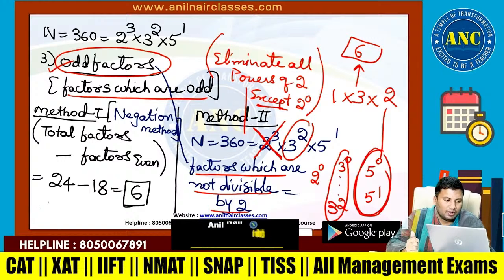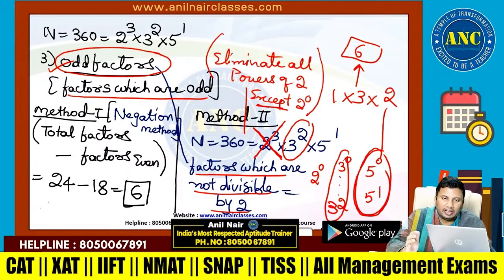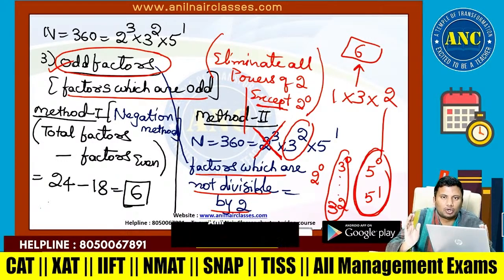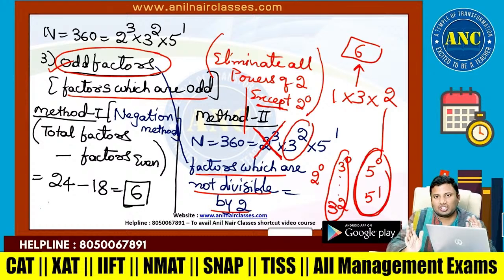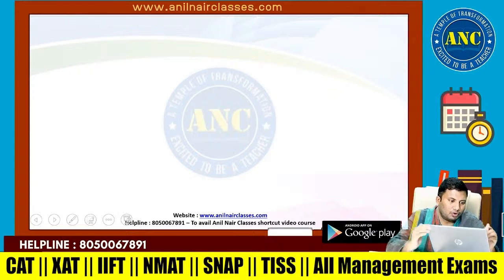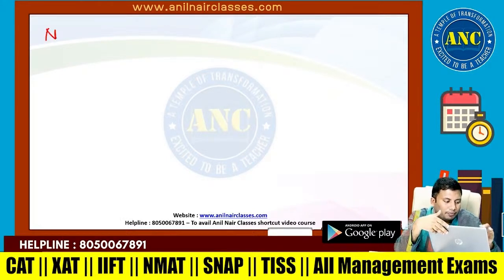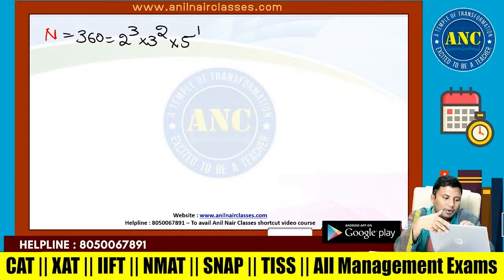Fourth question. Keep writing the question. At the end of 2 hours, you will see properly structured notes in your notebook. Fourth one. N equivalent to 360, which is 2 cube into 3 square into 5 power 1.